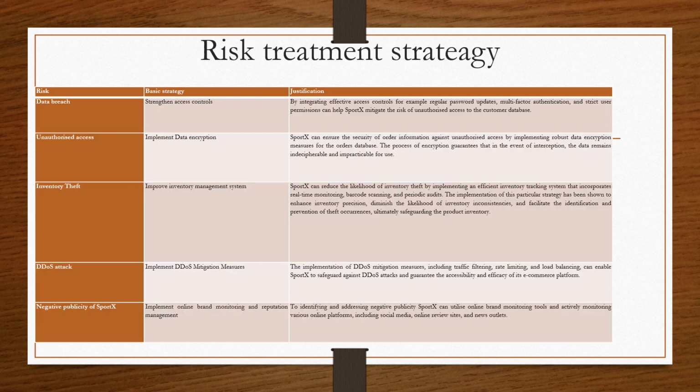This slide is about the risk treatment strategy. There are different kinds of risk here. On the left side are data breach, unauthorized access, inventory theft, negative publicity of SportX, and DDoS attack. This slide shows the risk treatment strategy that can be implemented by the SportX company to mitigate the identified risks. The table shows the basic strategy along with the justification of the strategy.